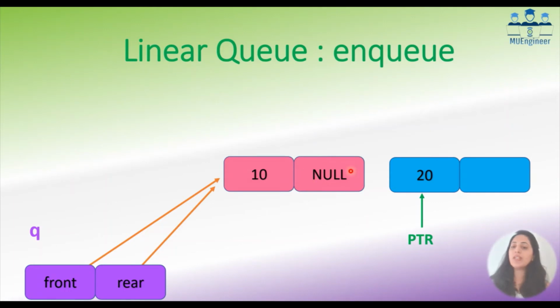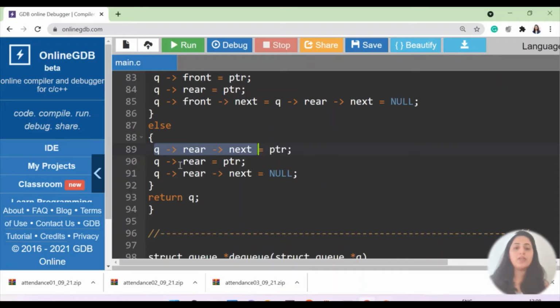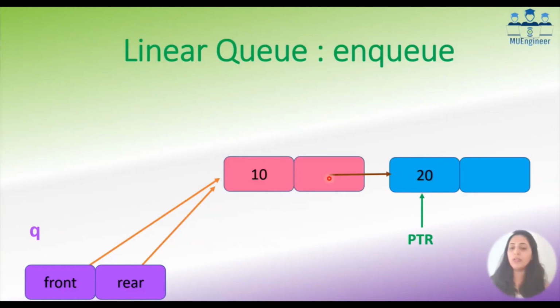So now what it is saying, this particular block should be equal to PTR. That means whose address is PTR holding? 20's. So this will also hold 20's address. That means this particular link will come. Okay, so now 10 will point to 20. So with this line we got this arrow, Q dot rear dot next is equal to PTR. So we got this line.